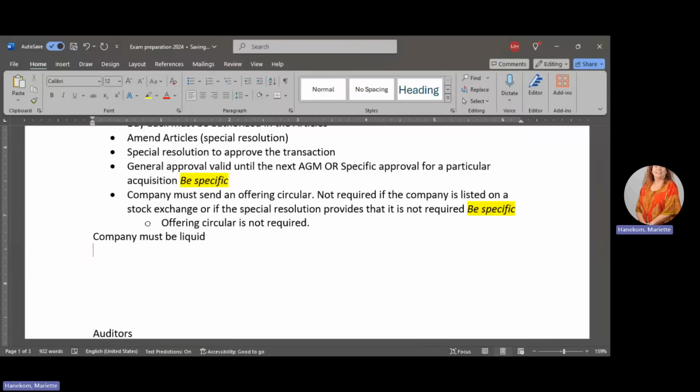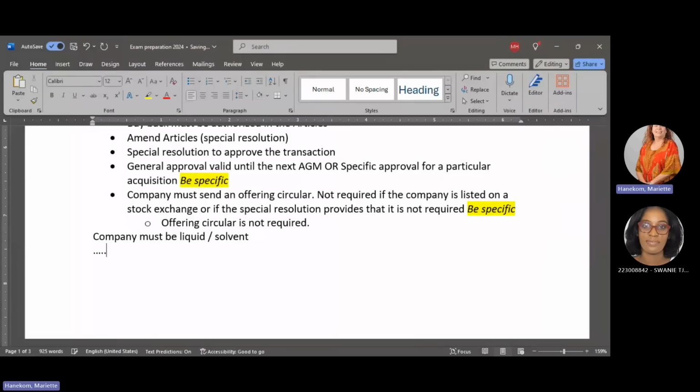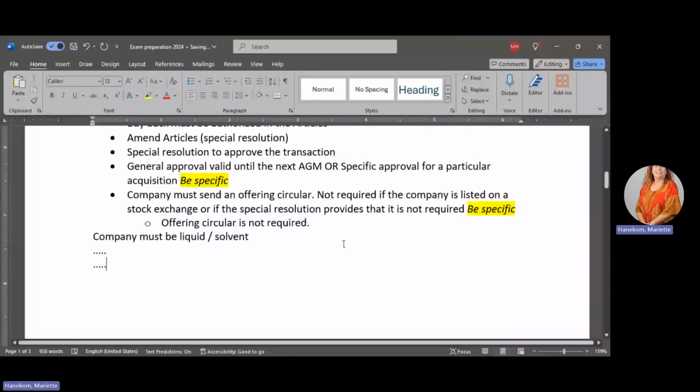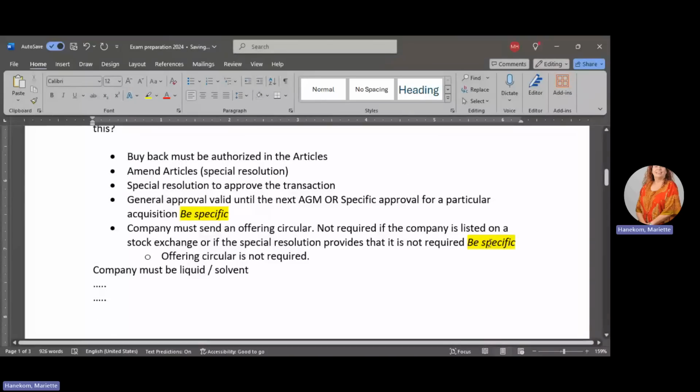Company must be solvent. Shares that are bought back. I'm not going to continue typing all of this out here. This procedure is in the notes in Unit 14, so I'm not going to spend time now typing out the whole thing. I just wanted to specifically do that first bit.